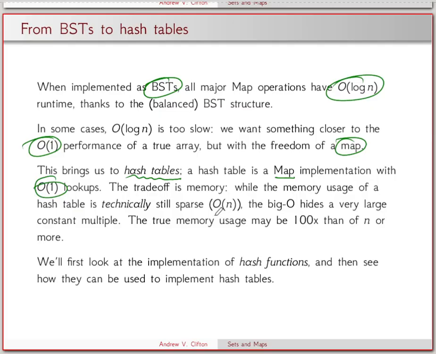But the trade-off is memory. While the memory usage is still technically sparse, it's actually really big. It's going to be something like 100 times what we're actually using or something like that. So in the next video, we'll look at the implementations of hash functions, and then we'll see how they can be used to implement hash tables next week.